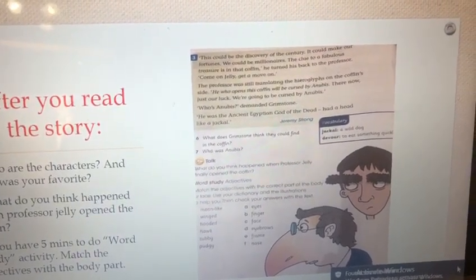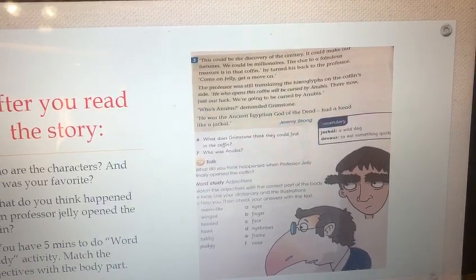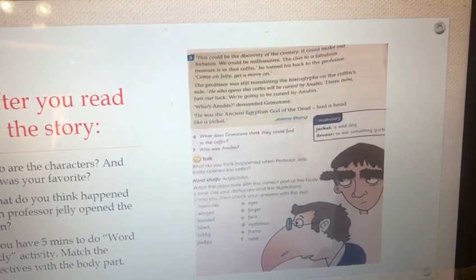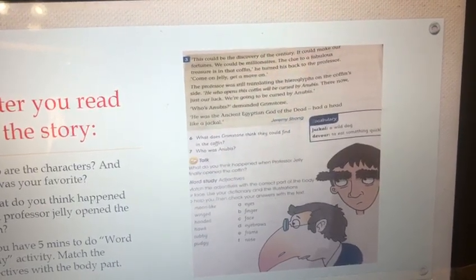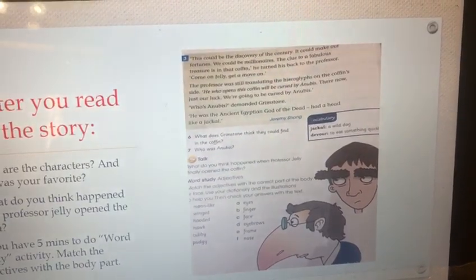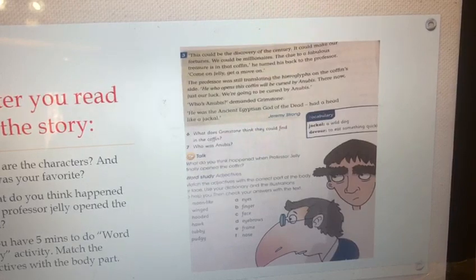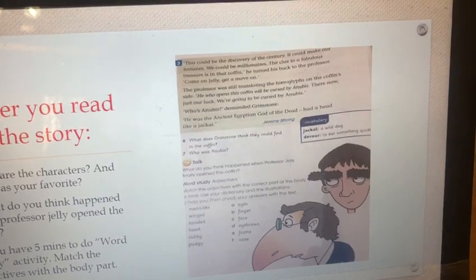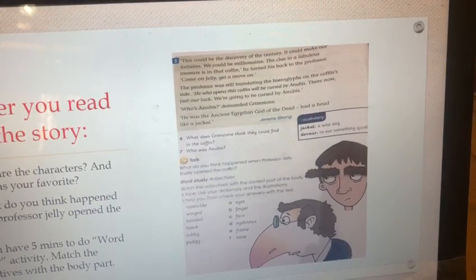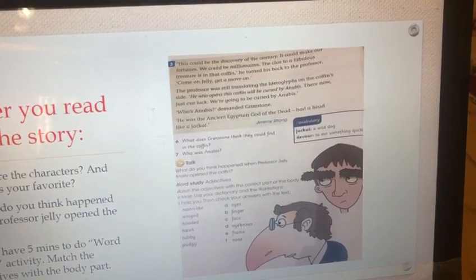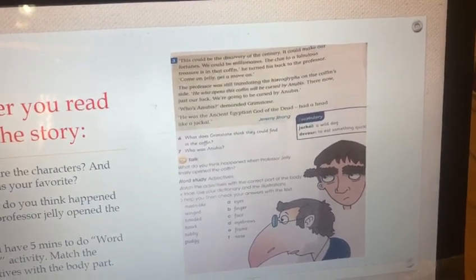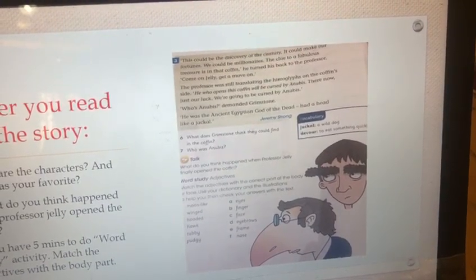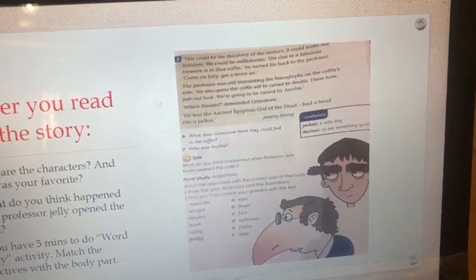"This could be the discovery of the century. It could make our fortunes. We could be millionaires. The clue to a fabulous treasure is in that coffin." He turned his back to the professor. "Come on, Jelly, get a move on." The professor was still translating the hieroglyphs on the coffin's side. "He who opens this coffin will be cursed by Anubis. Just our luck. We're going to be cursed by Anubis." "Who's Anubis?" demanded Grimston. "He was the ancient Egyptian god of the dead. Had a head like a jackal."